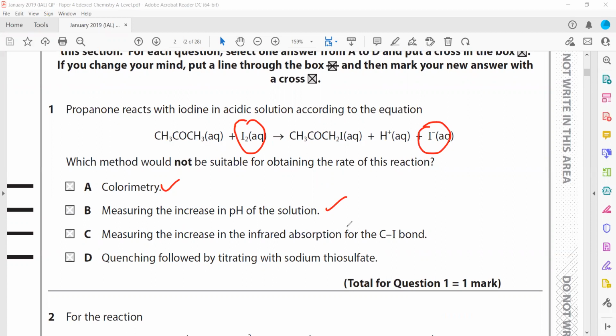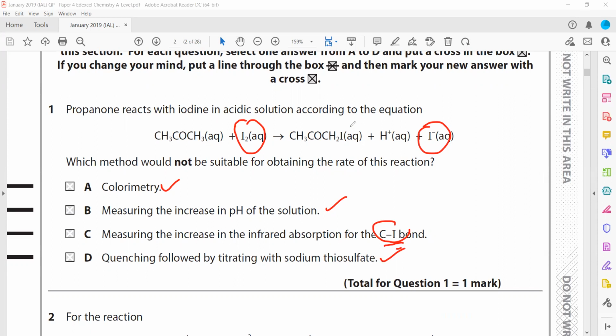Measuring the increase in infrared absorption of the C-I bond, and quenching followed by titration with sodium thiosulfate. Sodium thiosulfate can be used because iodine is there, so we quench the iodine to identify it. But for the infrared absorption of a C-I bond, there will be no increase or decrease.